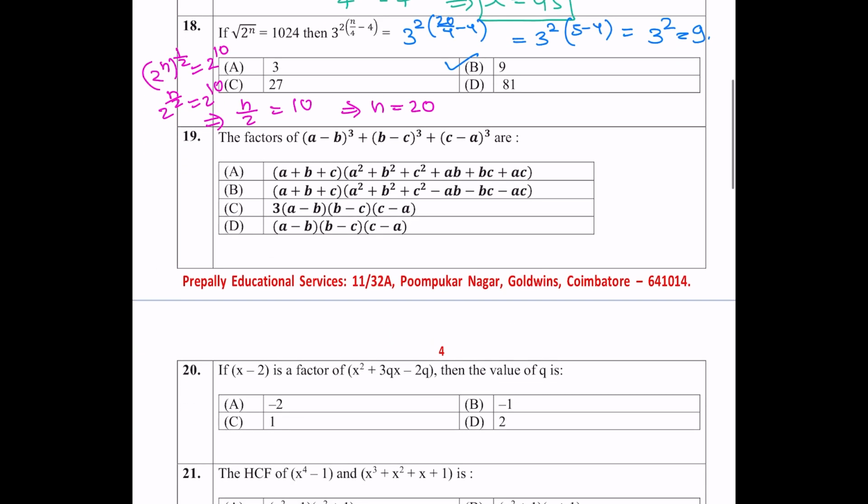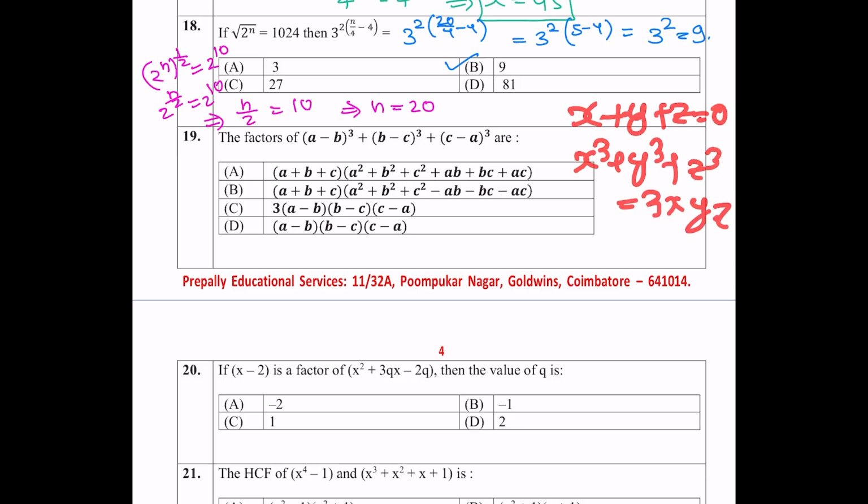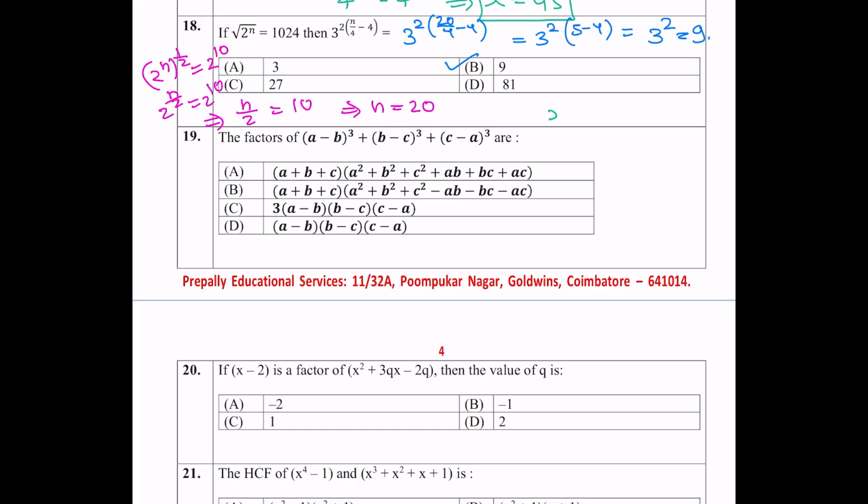Now in this question we have to find the factor of this. So here we have to use one formula. If x plus y plus z is equal to 0, then x cube plus y cube plus z cube is equal to 3xyz. So this question is based on this formula. So here let me write this, like if x plus y plus z is equal to 0, then x cube plus y cube plus z cube is equal to 3xyz.